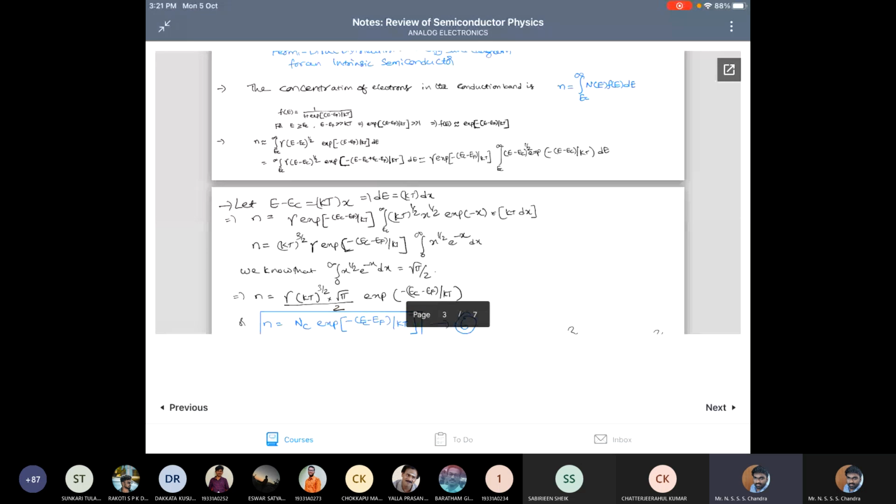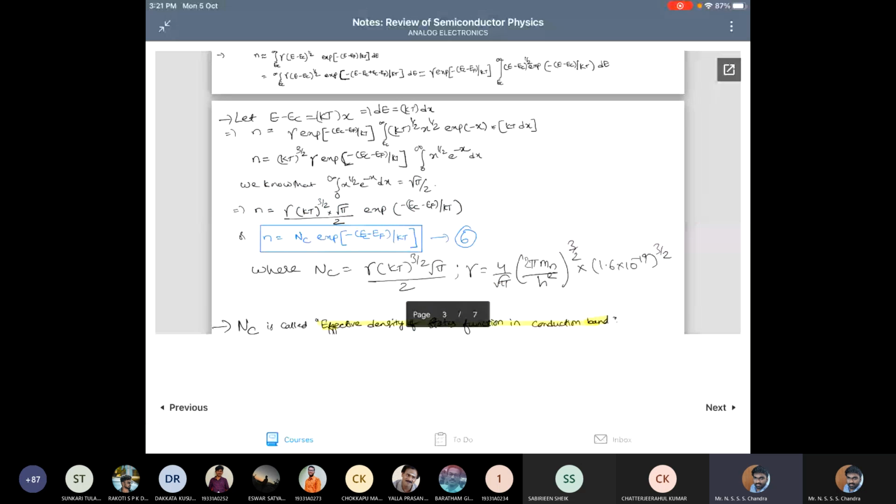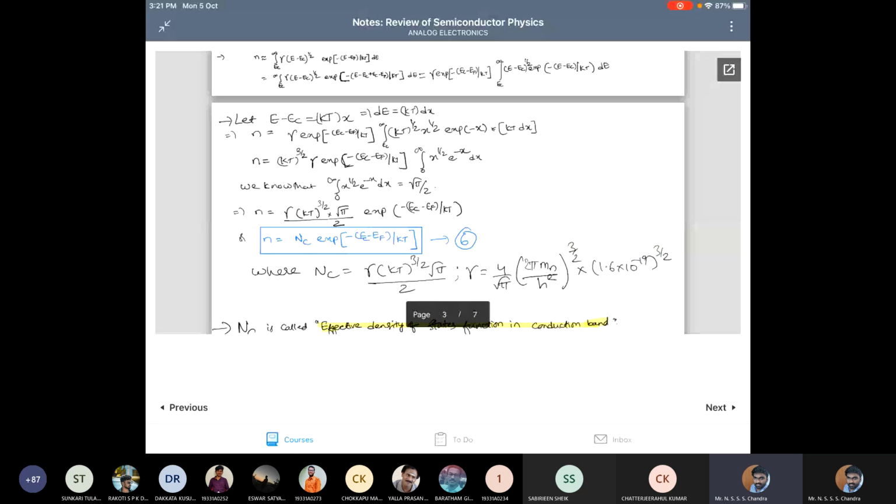If we differentiate this equation, because kT is a constant value, we get dE equal to kT into dx. So we are going to change the integral variable from dE to dx. Unless you do it by hand, you will not be able to understand things, because this is a definite integration. You should be very careful. So we replace this in dE. Then n is equal to gamma into exponential of minus (Ec minus Ef) by kT into the integral.